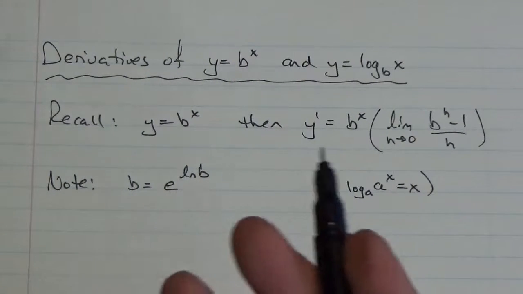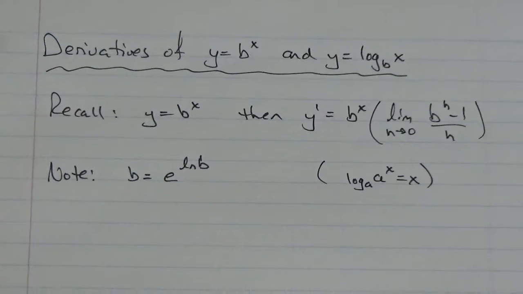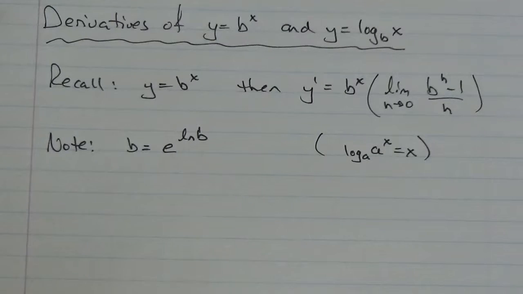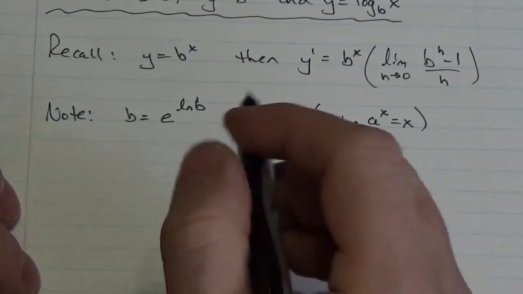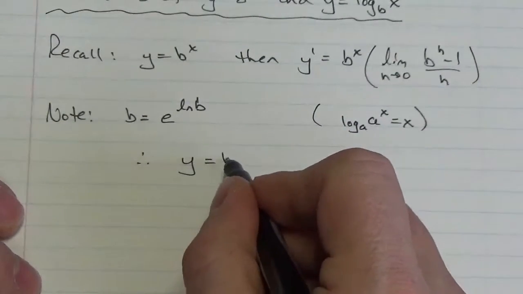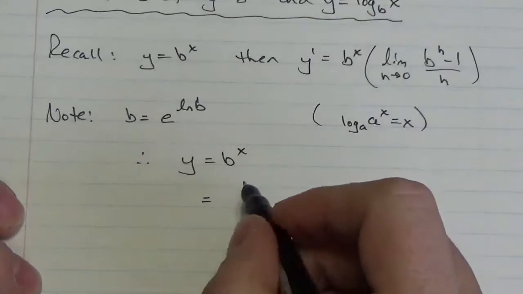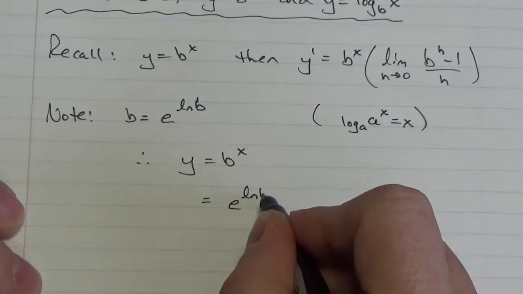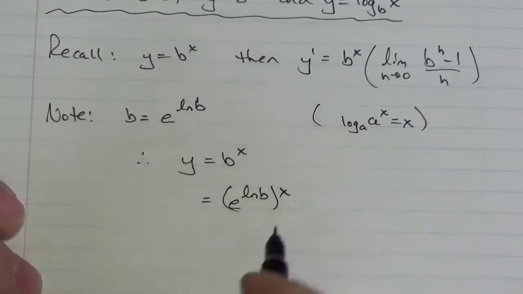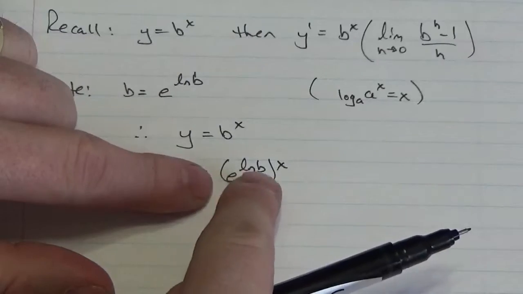Now, you might look at that and think, well, okay, great, thanks for that. You've made that more complicated than it needed to be. Yeah, but at the same time, we've made it a lot easier. So, if I have y equal to b to the x, I can actually rewrite this as e to the natural log of b, to the x. So all I do is I replace the base with this e to the natural log of b.